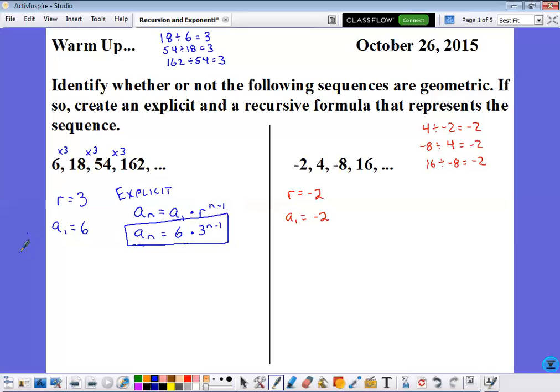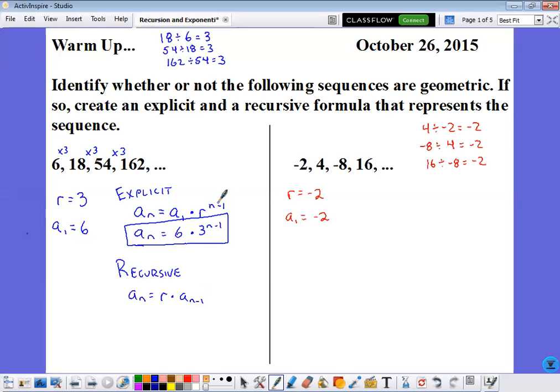Not too hard, right? Let's go ahead and move on to our recursive formula. Recursive is going to be very similar to the recursive formula we dealt with when we had linear sequences. You'll have a sub n equals r times a sub n minus 1. So notice with the recursive formula, this n minus 1 is a subscript, and then with the explicit formula, the n minus 1 is represented by an exponent. That's where we get that idea of exponential recursion.